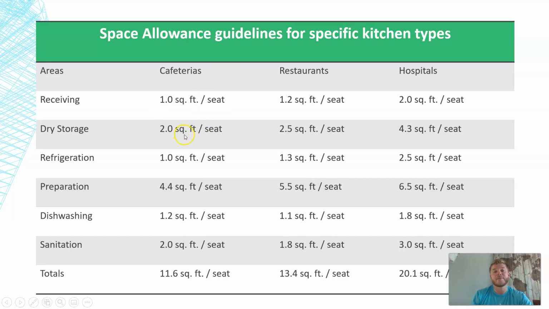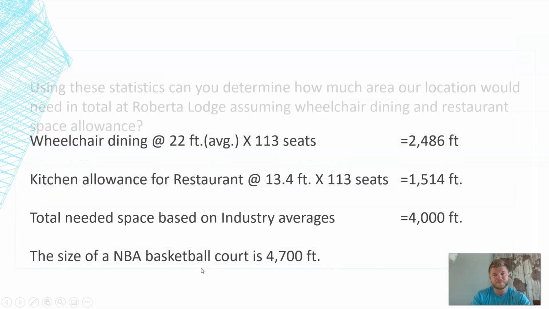Dry storage, same thing. If you had 50 seats, you have about 100 square feet for dry storage. So that's 10 by 10. That's the size of a garden shed. So it gives you an idea exactly of where all the spaces should be. And you can see there that hospitals have the largest requirement for square footage based on seat, then restaurants, then cafeterias.